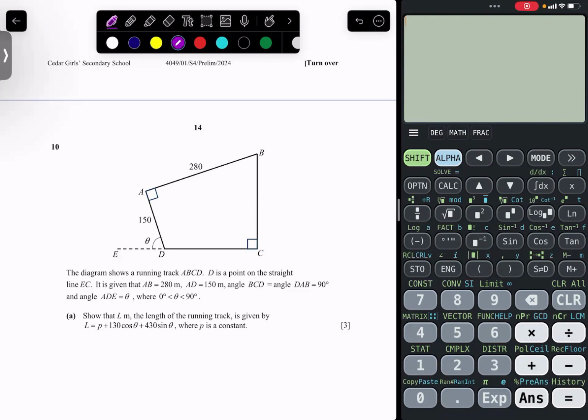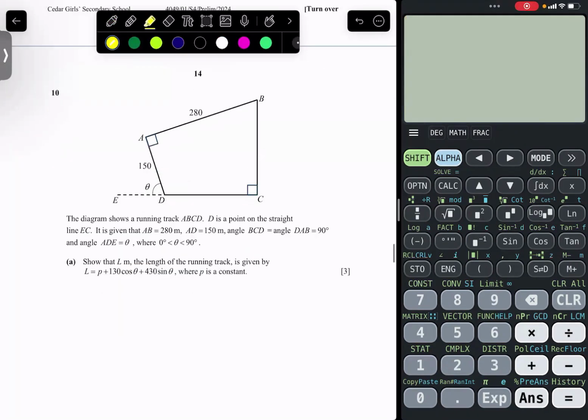Now, looking at this question, there are a few things that we need to understand from it. Firstly, there is a formula. Number one, you need to be able to identify the question. Looking at the numbers 130 and 430, you need to realize that sometimes the question is direct, but in this case you need to realize that 130 is 280 minus 150, and 430 is 280 plus 150. So that's number one.